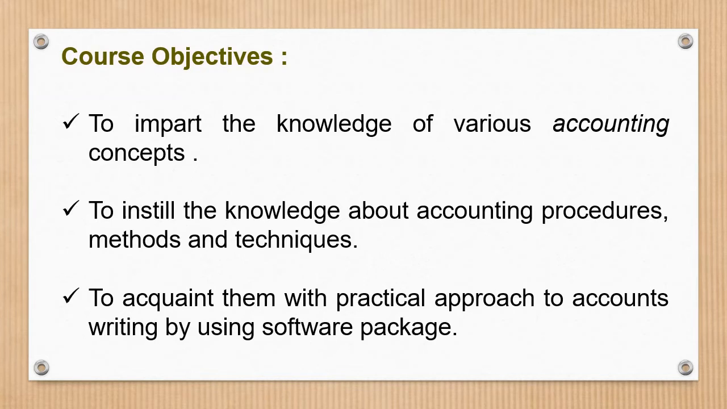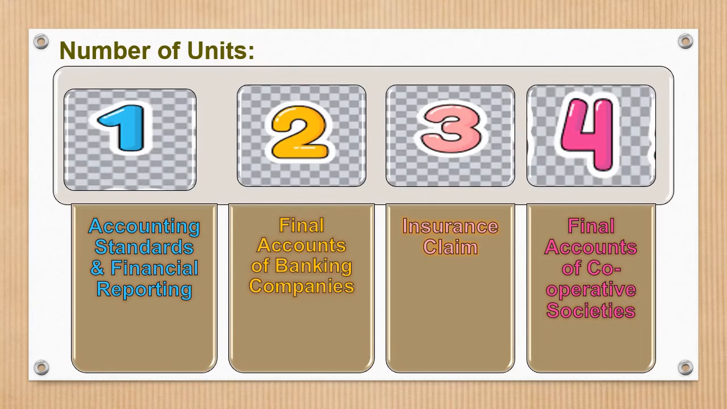In this course we see the first part, 4 units. This course we divided into 2 parts. So first part, number of units, 4 total number of unit included, that is accounting standard and financial reporting, final accounts of banking companies, insurance claim, and last one, final accounts of cooperative societies. So we studied one by one in details.